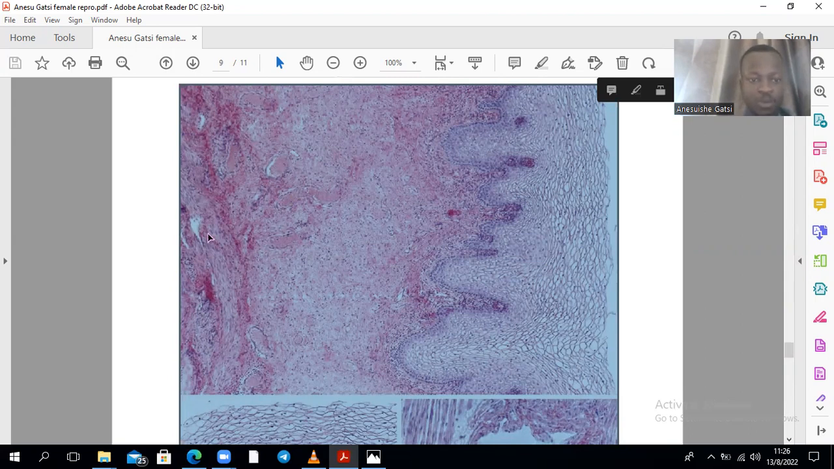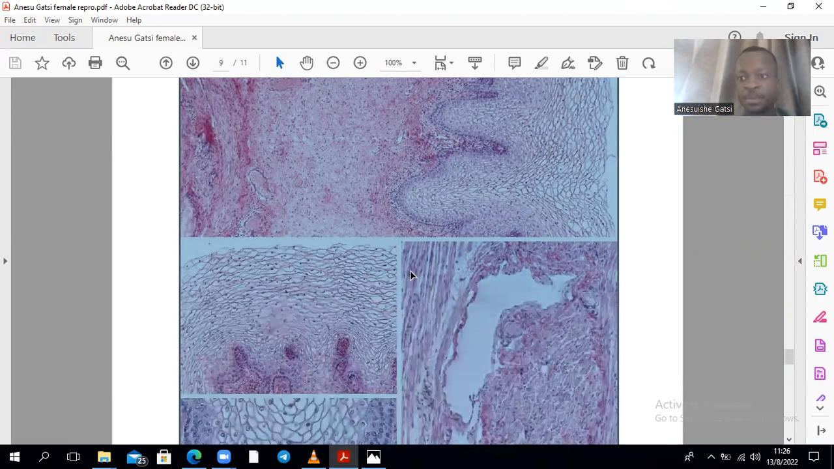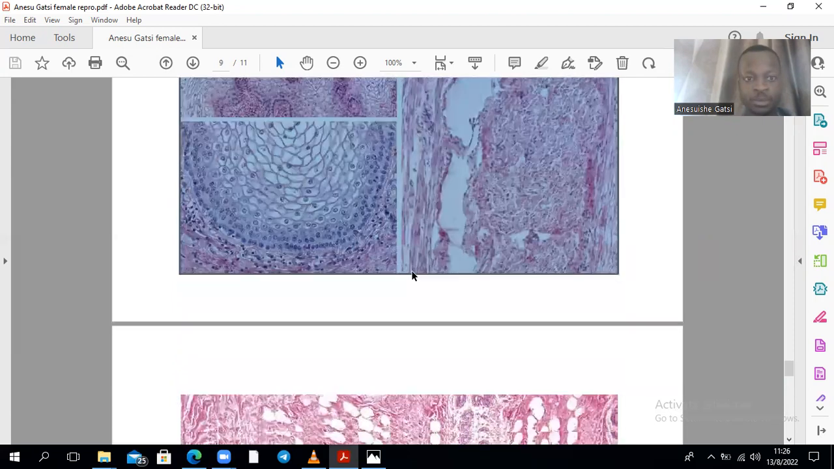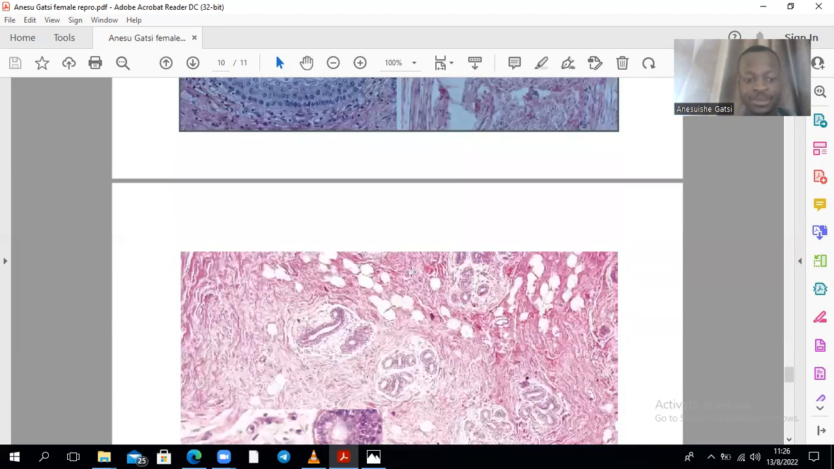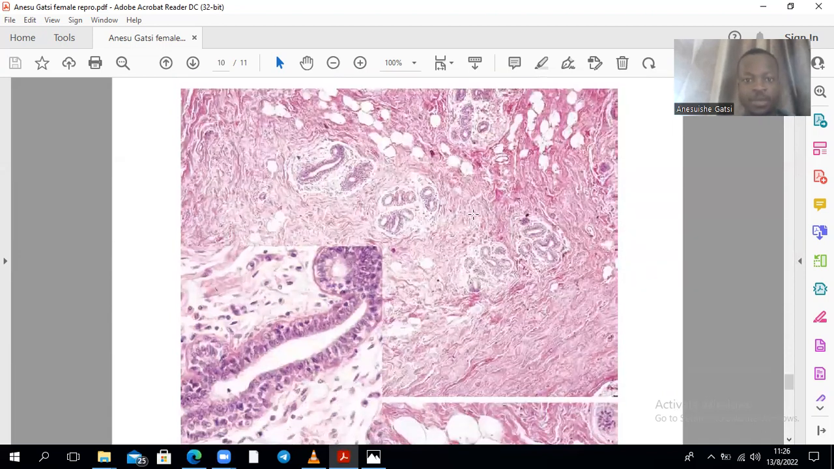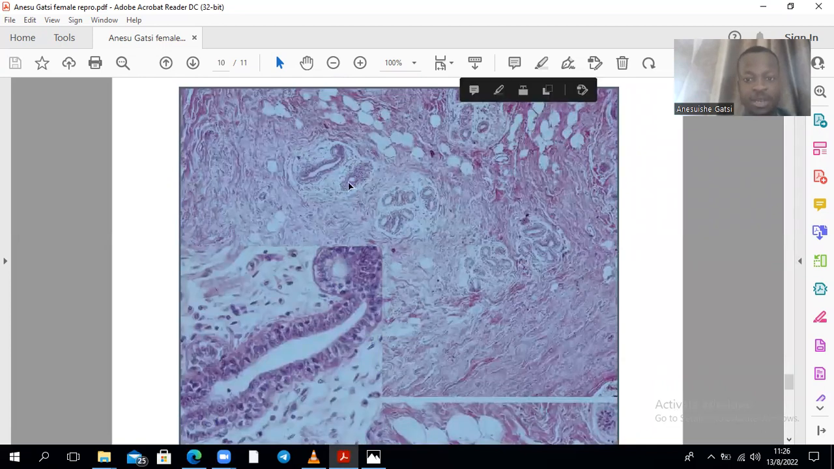This is smooth muscle on the outside here. It looks longitudinally arranged. That's longitudinal arrangement. That's higher magnification. And this is breast tissue. You can appreciate the ducts there for draining.